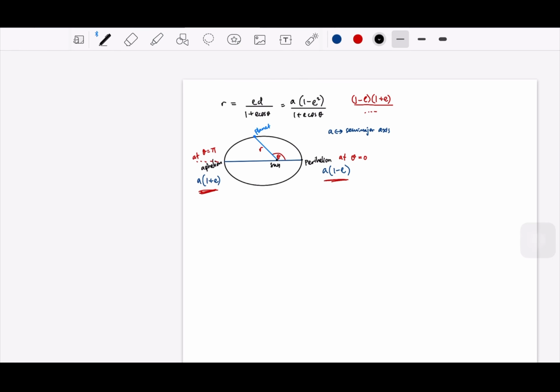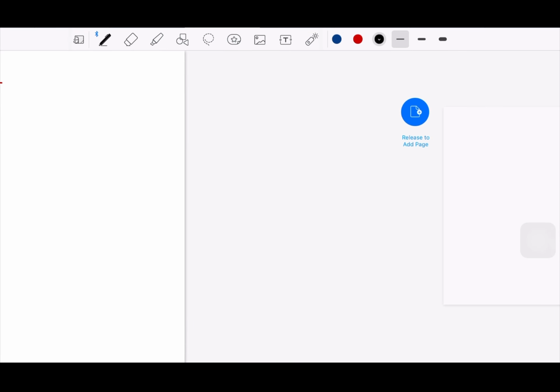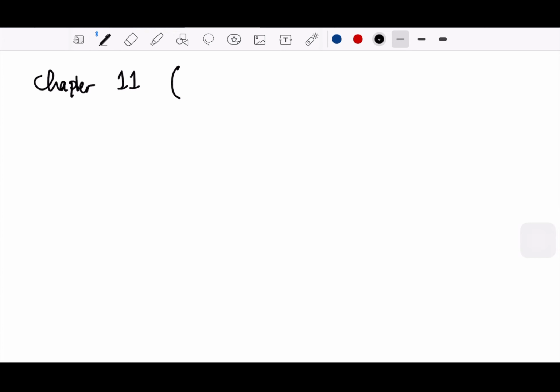So let me start with, maybe take a new page. So chapter 11, we will deal with sequences, series, power series. But let me start chapter 11 with the sequence. And I believe most of you are already familiar with sequence.